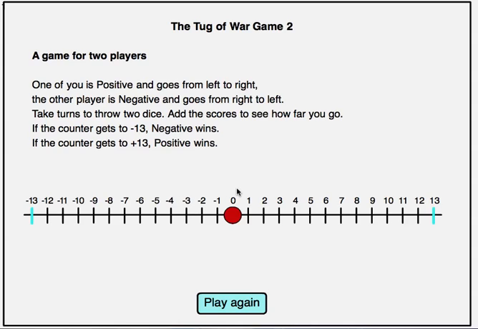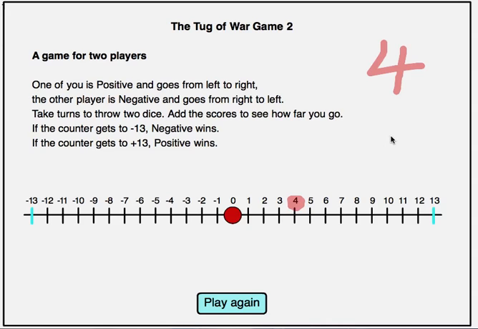This was the game we played in class. If you remember, you start on 0 and one person is positive, so they roll the die. Let's imagine they rolled a 4. So you would just move 1, 2, 3, 4. Now the next person rolls, and that's the negative player.